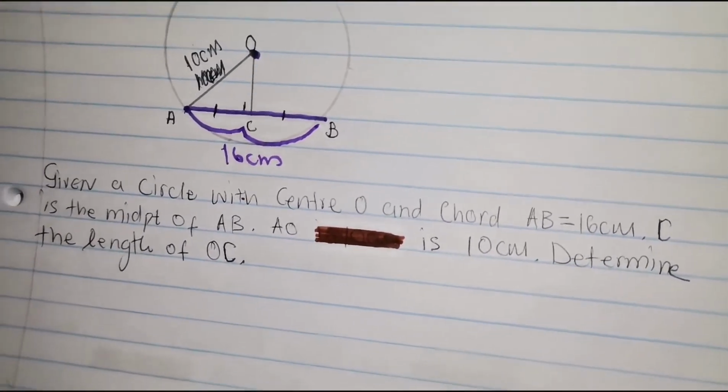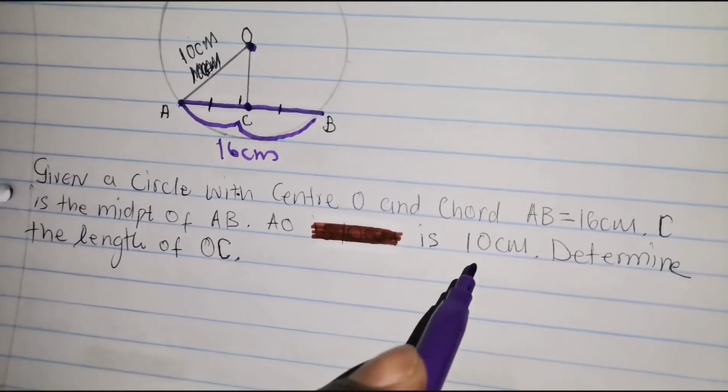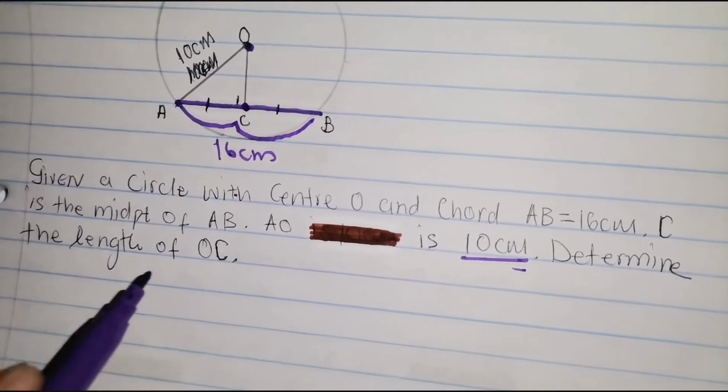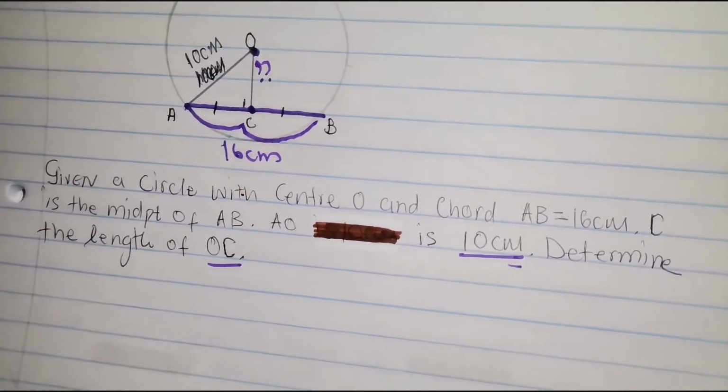C is the midpoint of AB. AO is equal to 10 centimeters. Determine the length of OC. So simple, guys, so simple.